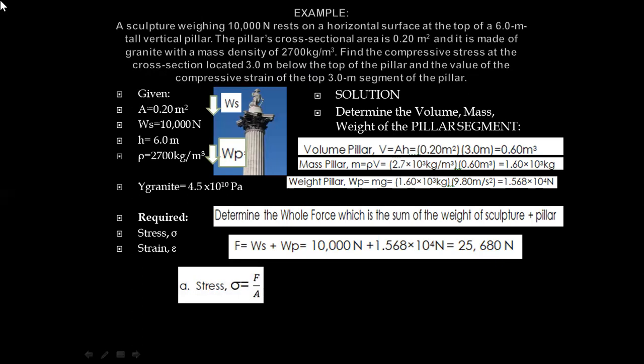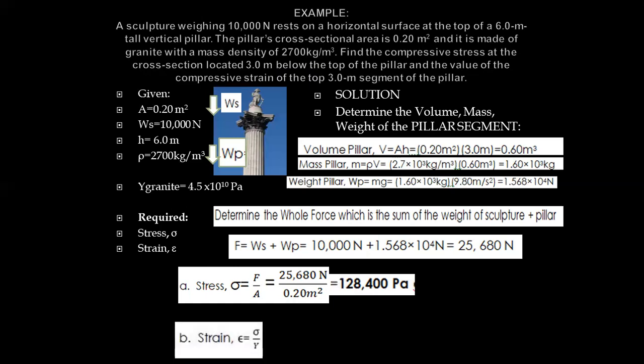Now, let's proceed with the objective of the problem. The first one is the stress at the cross section located 3 meters below the top of the pillar. Stress, sigma, is equal to the force over the area. The total force is equal to 25,680 newtons over the cross-sectional area at 0.20 meters squared. Simplifying these quantities gives us 128,400 pascals or 128.4 kilopascals.